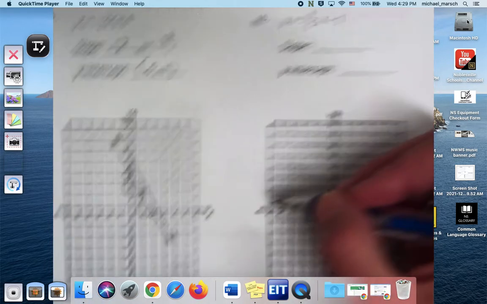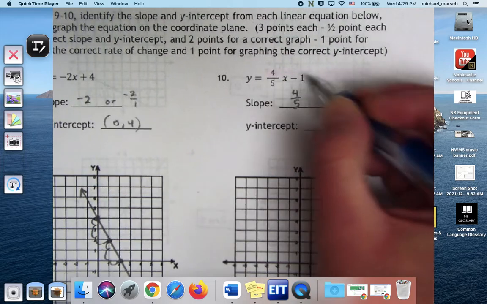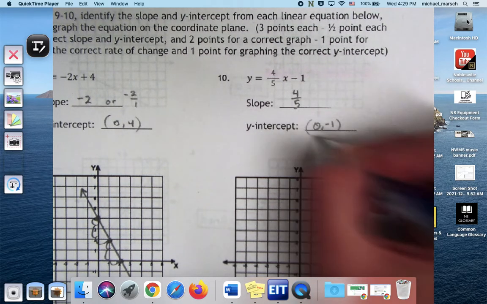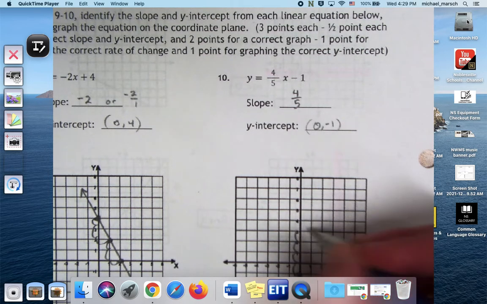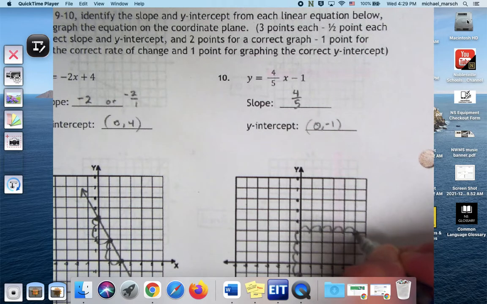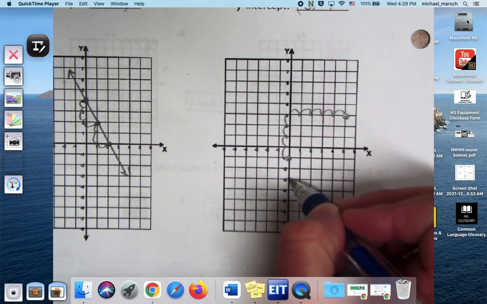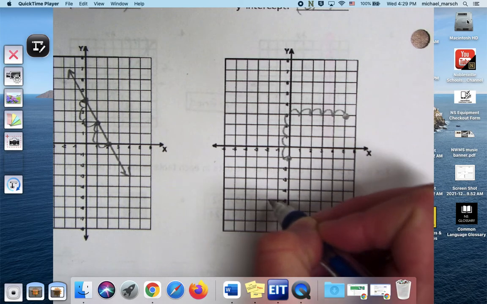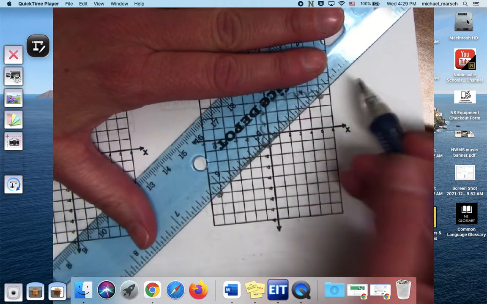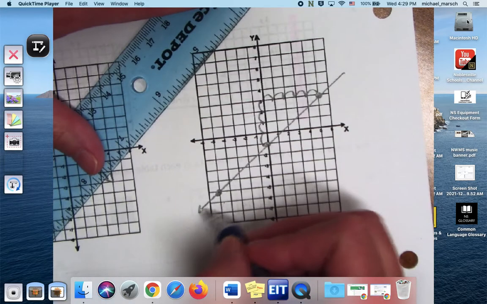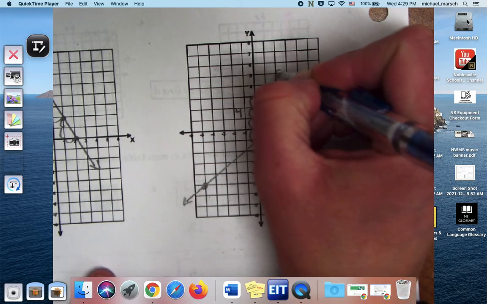Same thing over here. My slope is this number right here, so 4/5. My y-intercept is this, so 0, negative 1. So because this is both positive, I'm going to rise 4, run 5. And then if I want to get a third point, I would go backwards. So down 4, and then backwards 5. You don't have to do that third point. I know some of us aren't comfortable doing that. As long as you have the 2 on this one, I would be happy. And there's my graph. Okay, up 4, run 5.